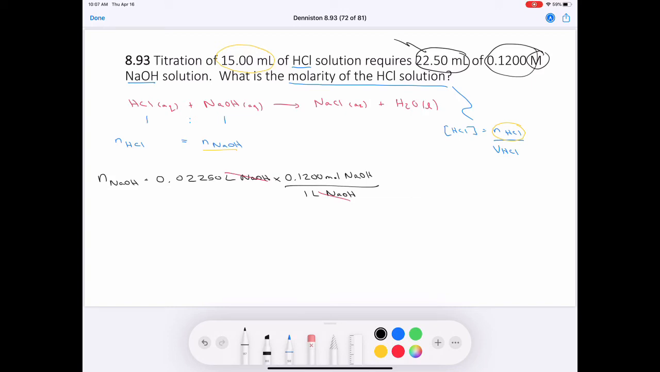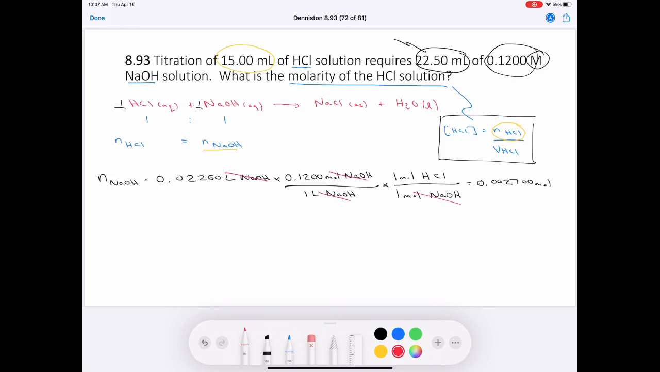Now again, from my balanced equation, I know that for every 1 mole of HCl, I have 1 mole of sodium hydroxide. So let's put that conversion factor into our dimensional analysis. So 1 mole of sodium hydroxide consumes 1 mole of HCl. The moles of sodium hydroxide cancel out, and I get that the number of moles of HCl is equal to 0.002700 moles. Now all that's left is to plug the volume of my HCl and the number of moles of my HCl into this formula in order to calculate its concentration.